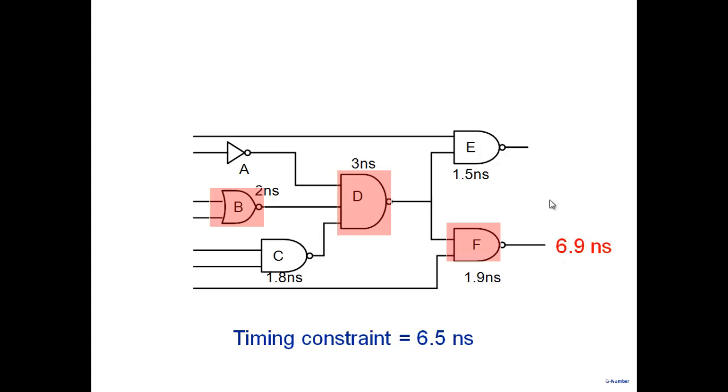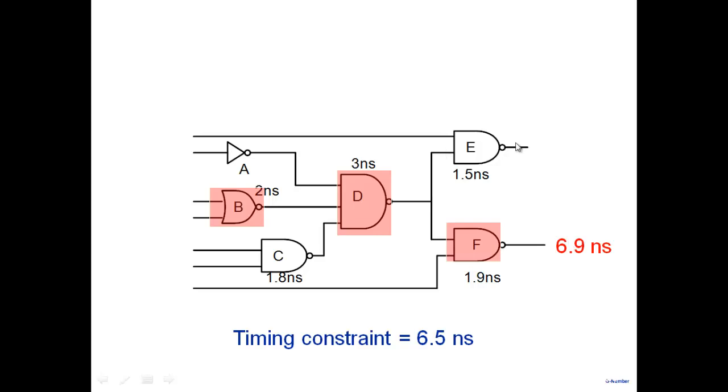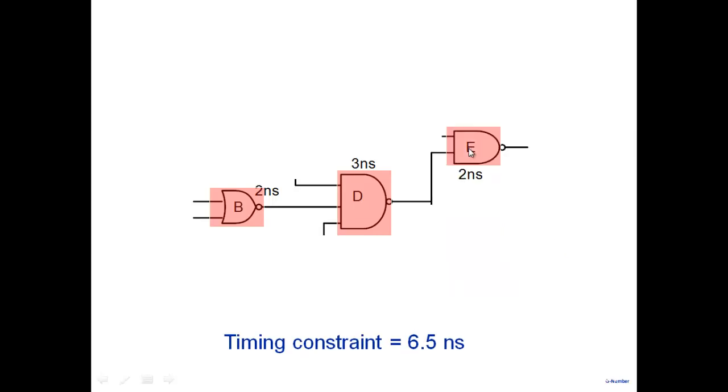So I spent time, intervened and modified it, and the worst case path is only 6.9. I only achieved a 0.1 nanosecond saving. Now again, what I may decide is that 1.5, my intervention here, was not right. So I go back to my original stage. The intervention here was not right.